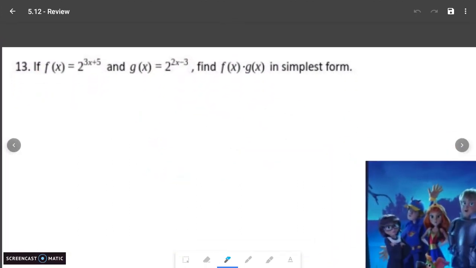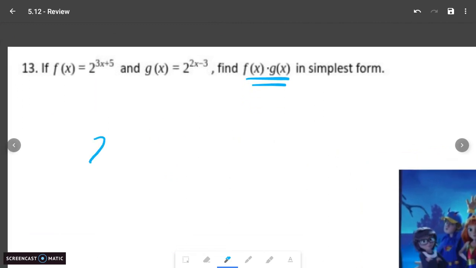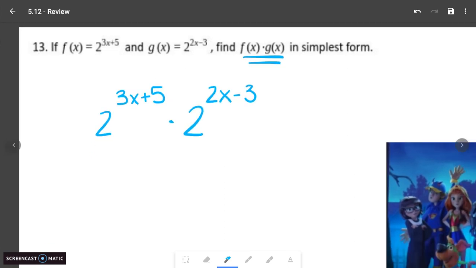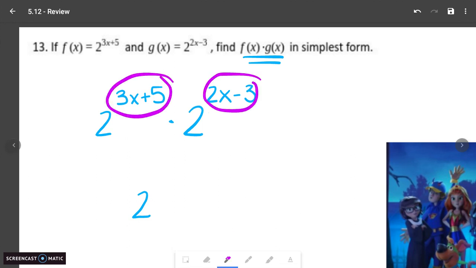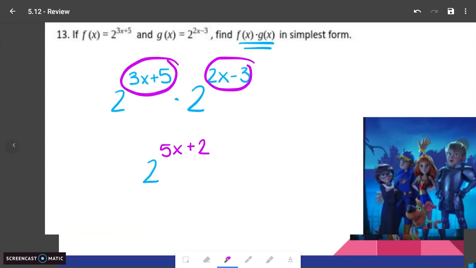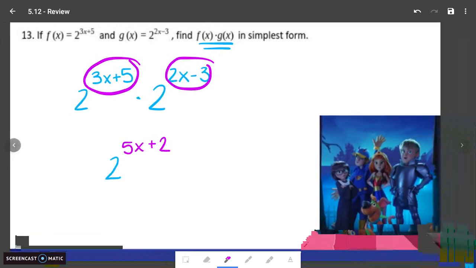Another throwback here. So it's just telling us to multiply f of x and g of x. So I'm saying I have 2 to the 3x plus 5 times 2 to the 2x minus 3. You need to remember your exponent properties here. So notice you have the same base of 2. Now all we do is add the exponents. So I'm taking 3x plus 2x to get 5x. 5 plus a negative 3 is a positive 2. Simplest form, done. Don't overthink it. Just remember your exponent rules there.